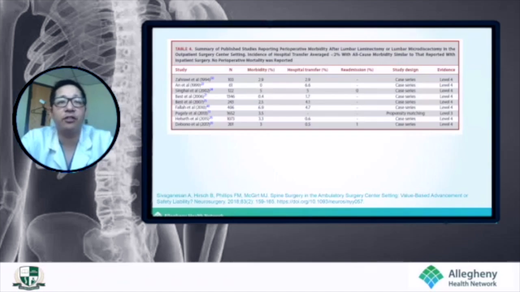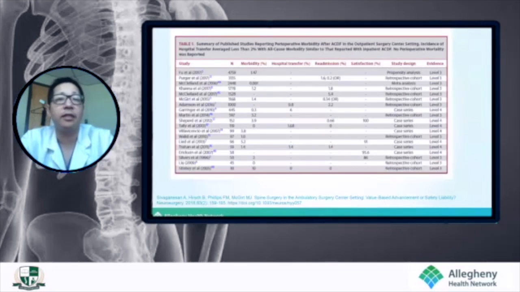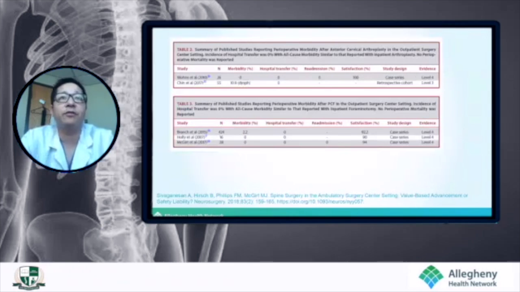ACDF, that's always been a concern, that prevertebral hematoma happens when they're at home and they're going to have a major catastrophic event. But overall, data points towards it being a safe procedure, especially when a patient's monitored for the first 6 hours after surgery. Anterior cervical arthroplasty, posterior cervical foraminotomy, very much the same.